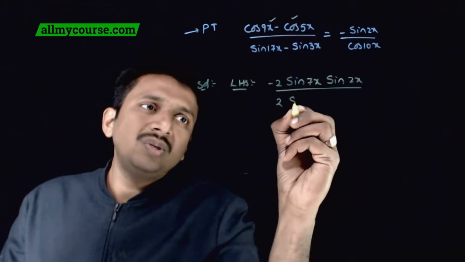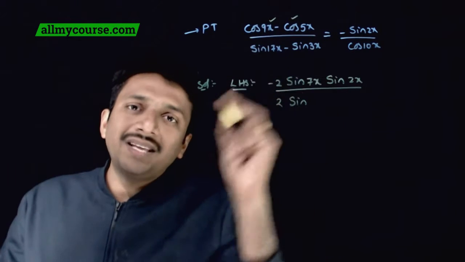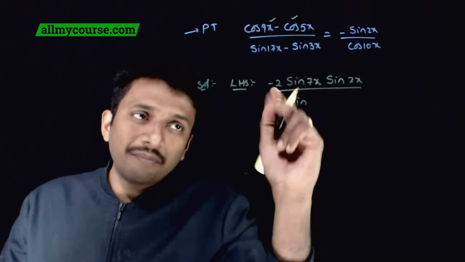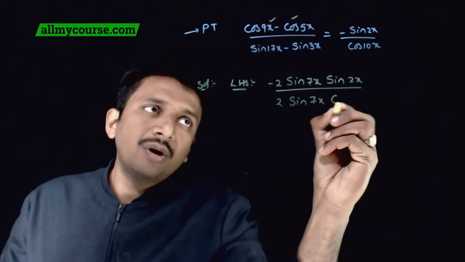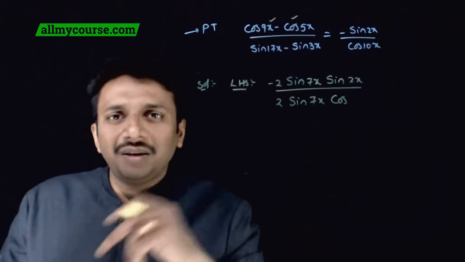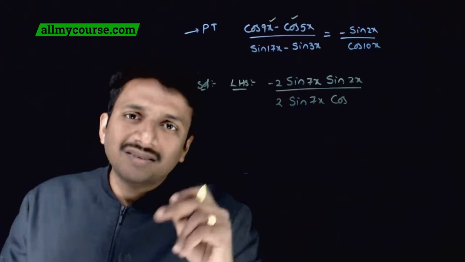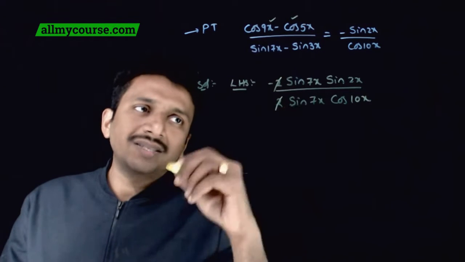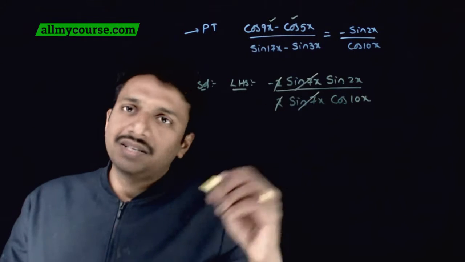sin D, which is 2 sin((C−D)/2), 17x minus 3x is 14x by 2 is 7x, into cos((C+D)/2), 17x plus 3x is 20x by 2 is 10x. 2 and 2 get cancelled. sin 7x and sin 7x get cancelled.